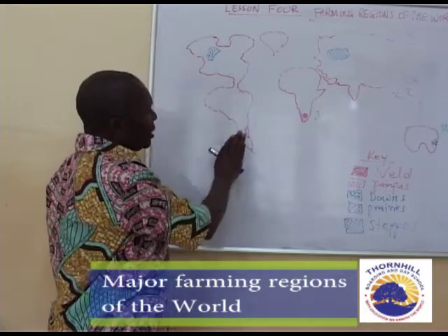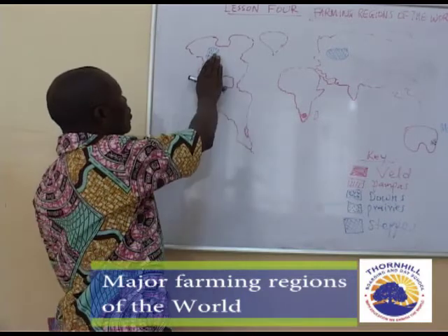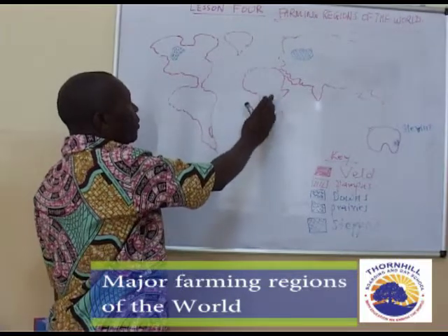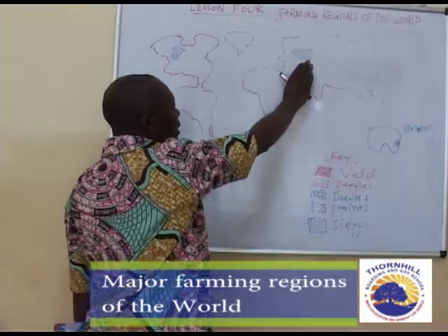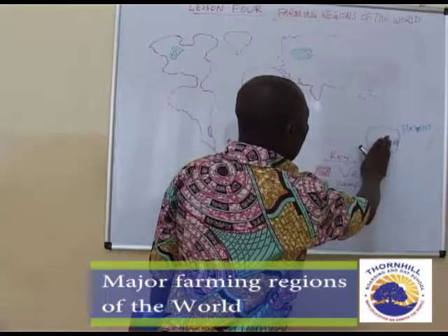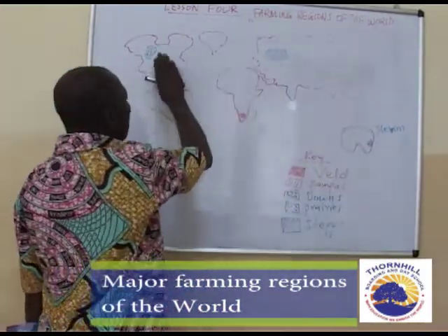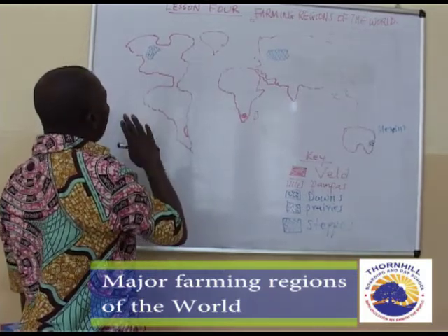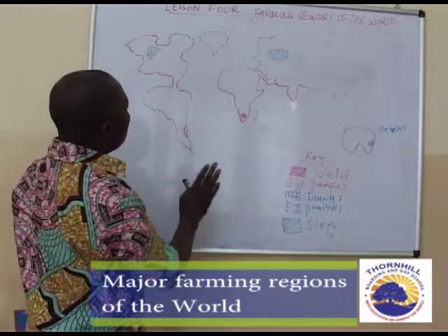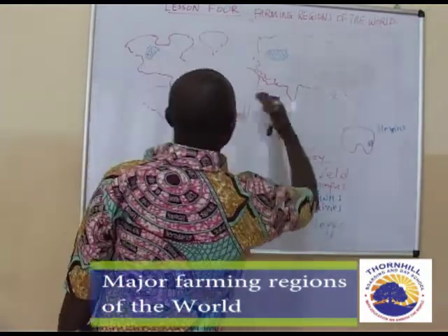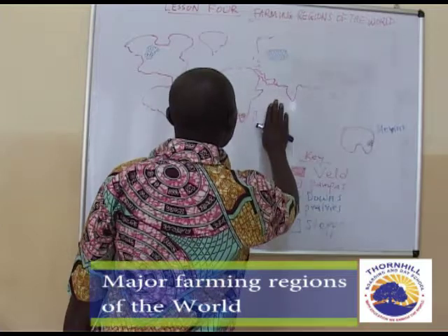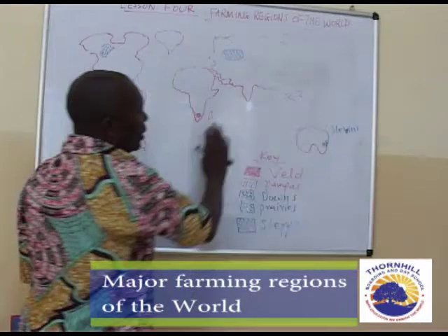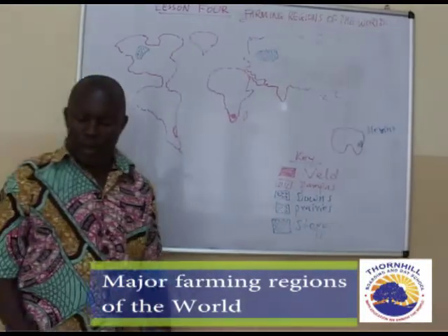In which continent are the pampas? In which continent are the prairies? Which continent do we have the veld? In which continent are the steppes, and in which continent are the downs? So you name these continents. And also, you name the oceans. This is Africa. To the right of Africa, what ocean is this one? You name it. The ocean there, the ocean there. You name the main oceans of the world.